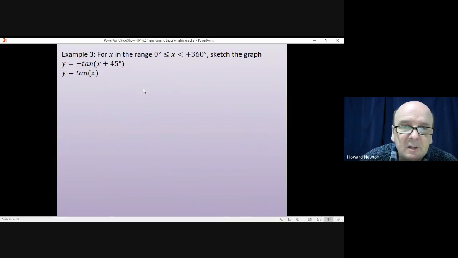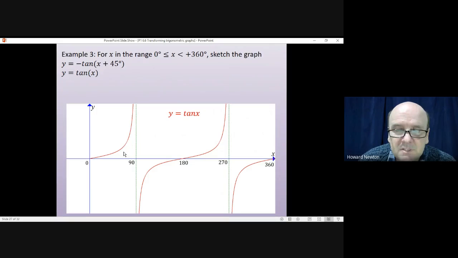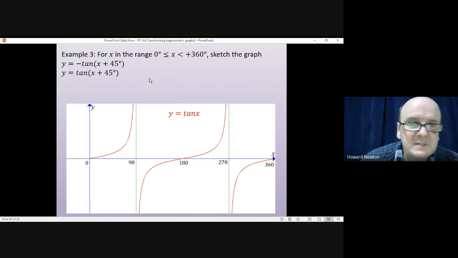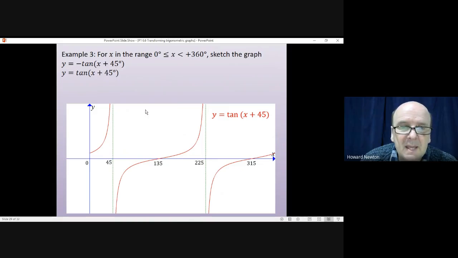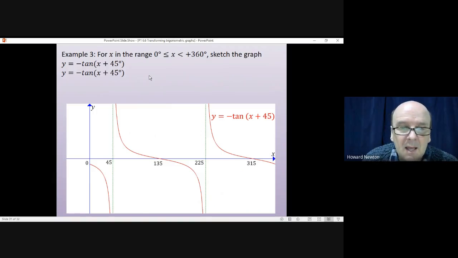Okay, let's have a look. So first of all, you need to sketch tan x between 0 and 360, which will look something like that. Then you need to do tan x plus 45, which means it's going to move left by 45 degrees. So it'll move back here. Then you need to do the reflection minus tan x plus 45, which is a reflection in the x-axis. So it'll reflect down for this part here and oscillating for these 2 bits. That would be the answer.